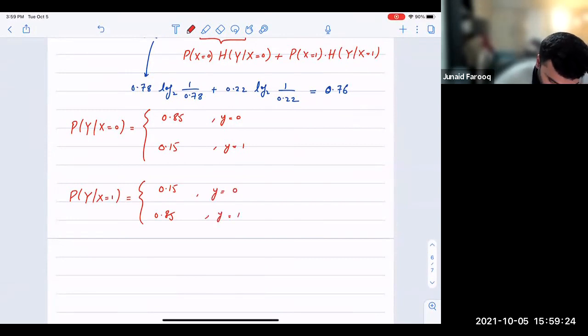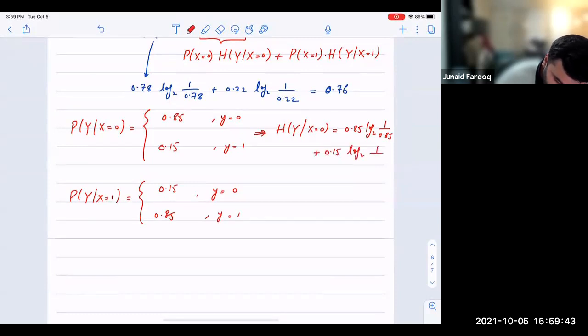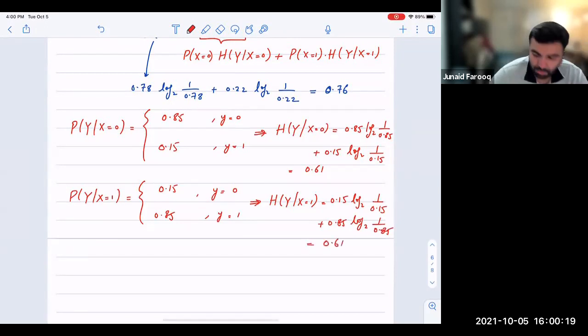So when you have this conditional distribution, then you can find the H of y given x equals to 0. And again, it's going to be simply 0.85 log 2 1 over 0.85 plus 0.15 log 2 1 over 0.15. Okay, and this is actually 0.61 if I'm not mistaken. And H of y given x equals to 1 is similar. So it's 0.15 log 2 1 over 0.15 plus 0.85 log 2 of 1 over 0.85. And again, from the symmetry, it's again going to be 0.61.